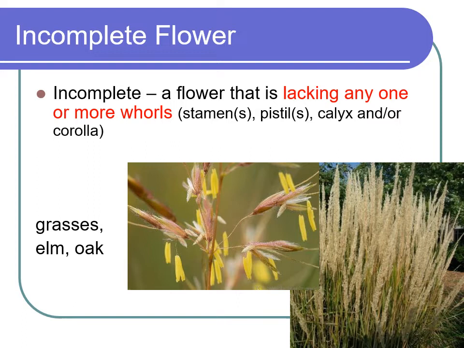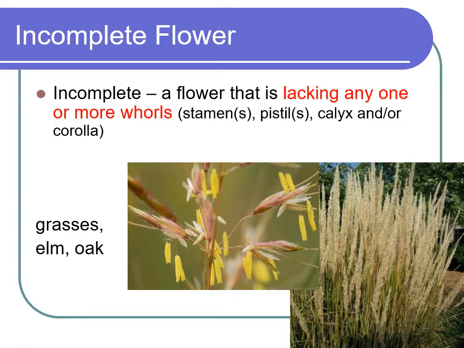Incomplete flowers are a flower that is lacking any one whorl. So things get a little logistically challenged as we go through this section here. So just watch the language and the words, and that will help you remember. So complete has everything, and incomplete is missing something. It doesn't matter what, it just has to be missing one of the whorls. So it could be missing a stamen, it could be missing pistils, it could be missing a calyx, or it could be missing a corolla. Any one of them, right?